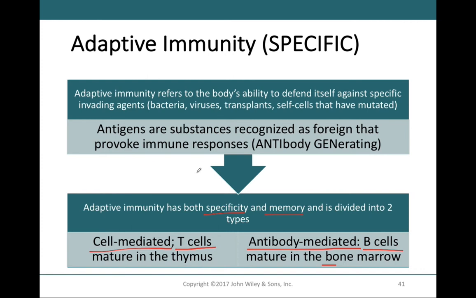Antigens get their name from their ability to stimulate the immune response. They are, in fact, antibody generators. And this is where we get the word antigen from. So we're first going to talk a little bit more about antigens and antibodies as a whole, and then we're going to relate those back to our cell-mediated branch of the adaptive immune system and our humoral branch of the adaptive immune system.